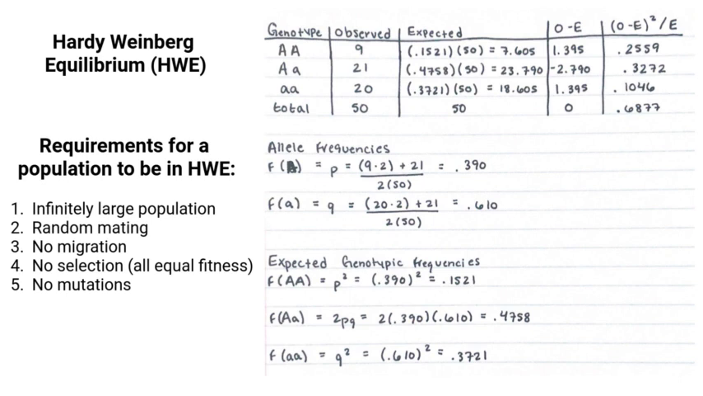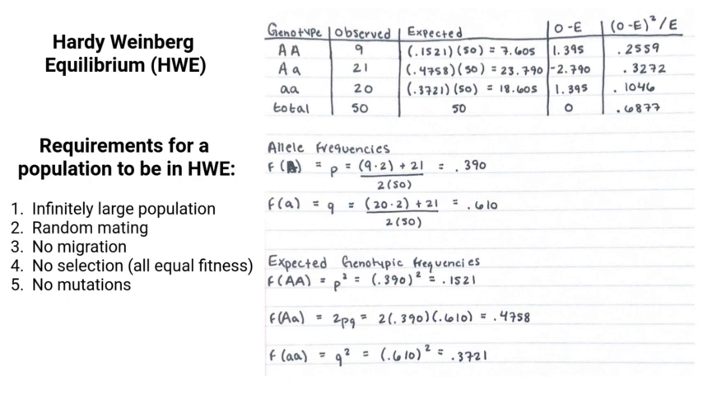This population of horses is in Hardy-Weinberg equilibrium because it meets the 5 requirements of Hardy-Weinberg law. We can also prove mathematically that this population is in Hardy-Weinberg equilibrium by using a chi-square test. To conduct this chi-square test, we need allele frequencies as well as genotypic frequencies.